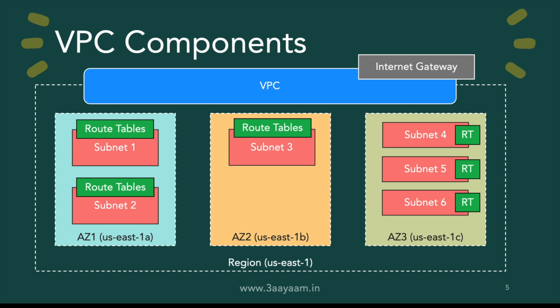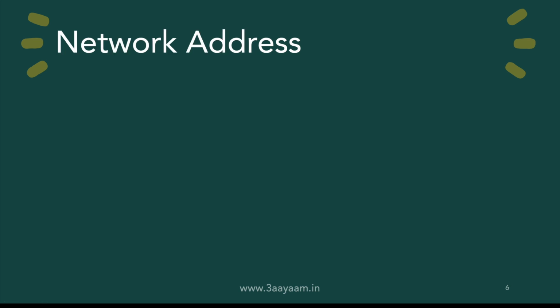Then we have route tables, and the route tables are associated with the subnets. A single route table can be associated with multiple subnets, or one subnet can have multiple route tables, or each subnet can have only one route table as well. So these are the high level components of VPC that we are going to discuss.